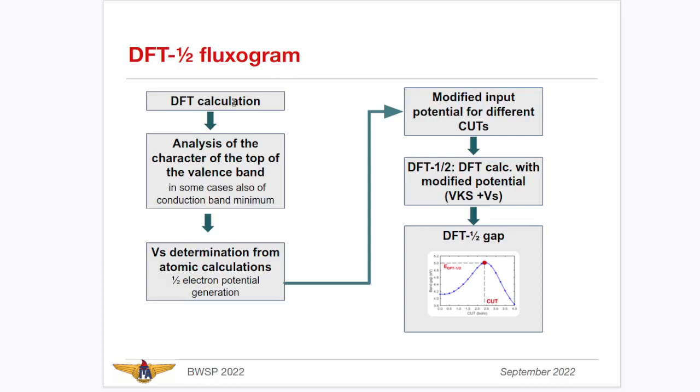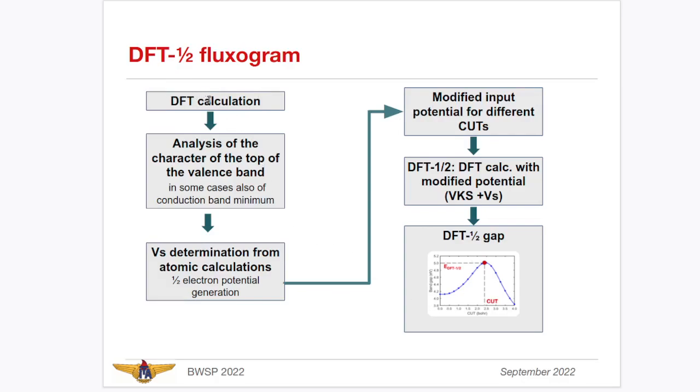This is a very pathological feature of DFT. The energy gaps and other excitation energies tend to be underestimated. So DFT minus half is a way to obtain good energy gap values with the same computational cost of a standard DFT calculation. So the DFT minus half flowchart is the following.